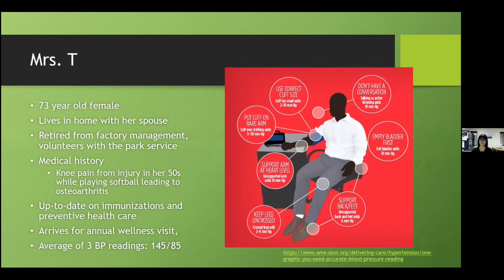Her medical history is really pretty benign. She did have some pain in her knee, left over from an injury in her 50s while she was playing softball, leading to some osteoarthritis. She's up to date on her immunizations and preventive health care at this point, and really is just here for an annual wellness visit checkup. In the office, her blood pressure readings, an average of 3, were 145/85.